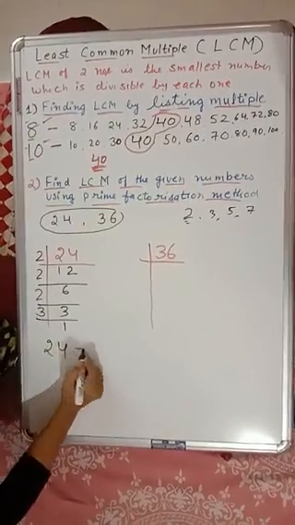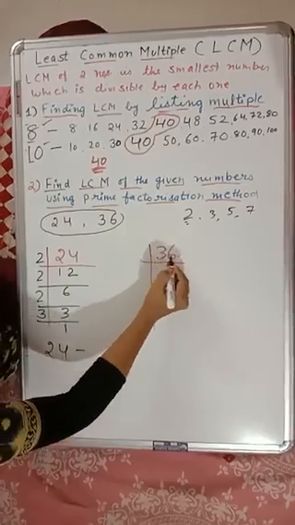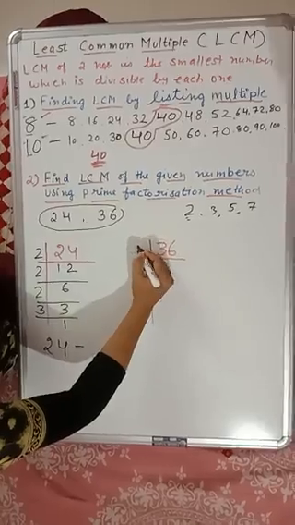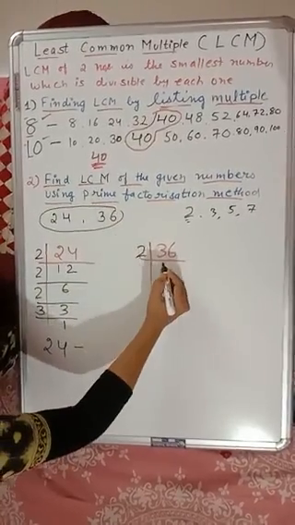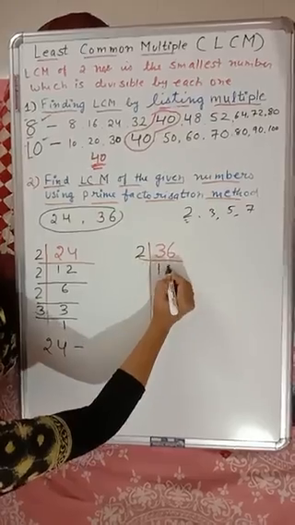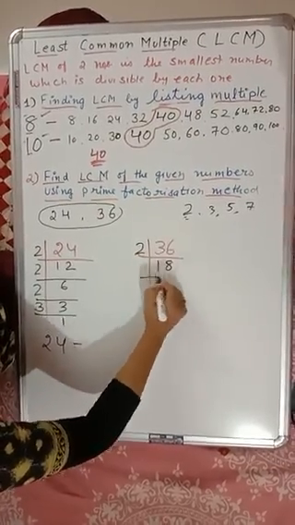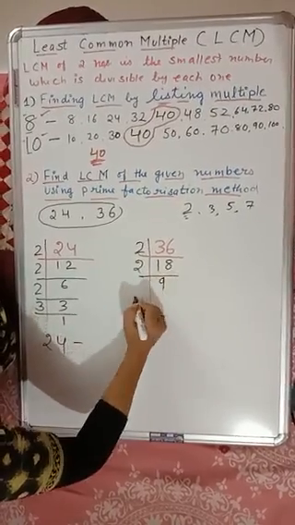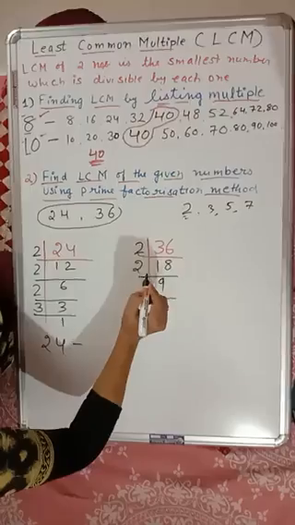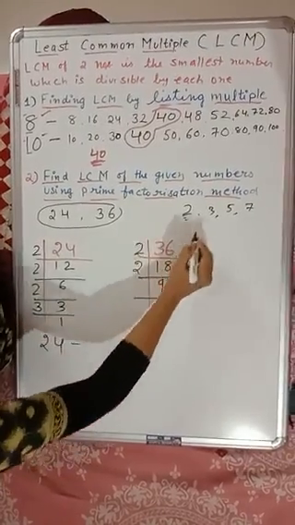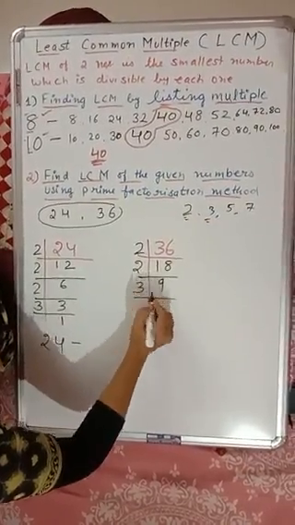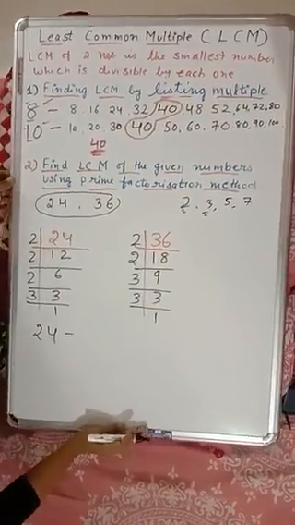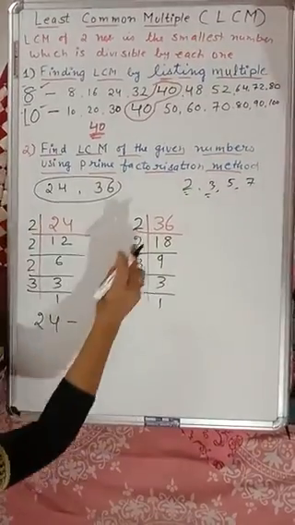Now we will see the factors of 36. Again, in the ones place there is 6, an even number, so we will start with 2, the smallest prime number. 2 ones are 2, 2 eighteens are 36, so we get 18. Then again 18 comes in the table of 2: 2 nines are 18. Now 9 is an odd number, so it comes in the table of 3. We will do it with 3: 3 threes are 9, and 3 ones are 3. So these all are the factors of 24 and 36.